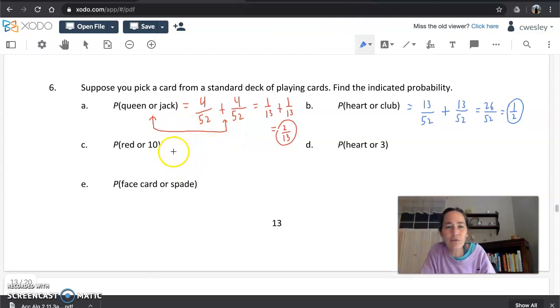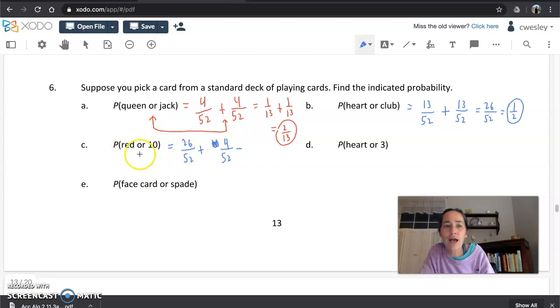How about probability of a red or a 10? I wonder if these events are mutually exclusive. So either way, I start the problem with the probability of getting a red card. So the 26 red cards out of 52, plus how many 10s? The 4 10s, one of each suit. I was saying the number 10. I meant to put 4 over 52.